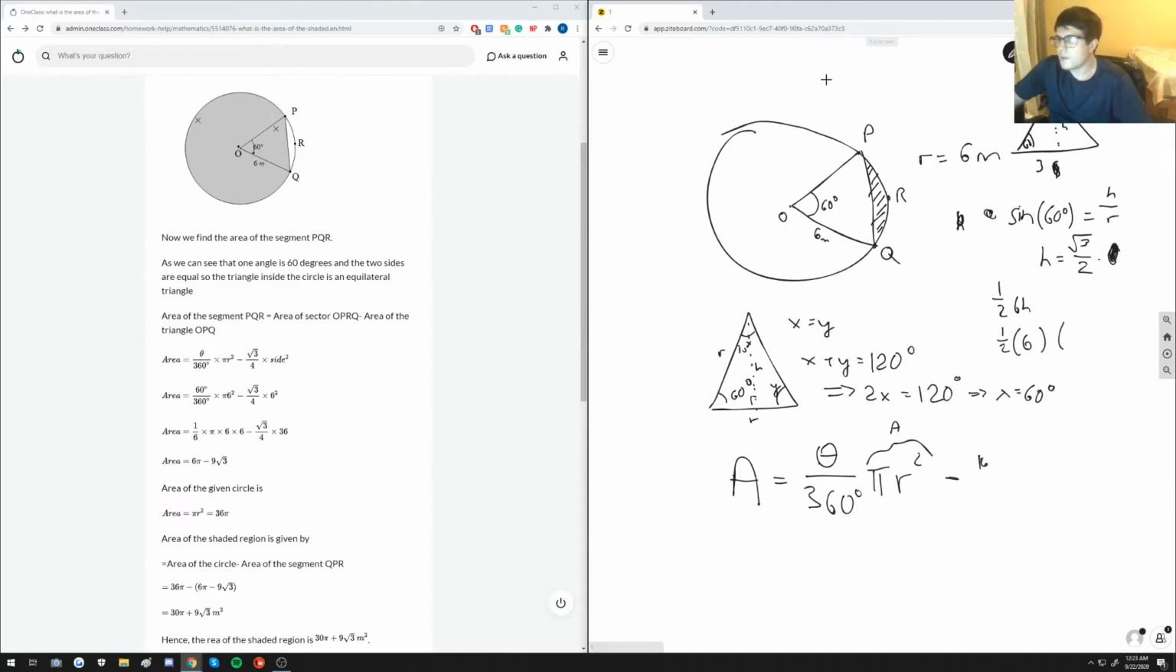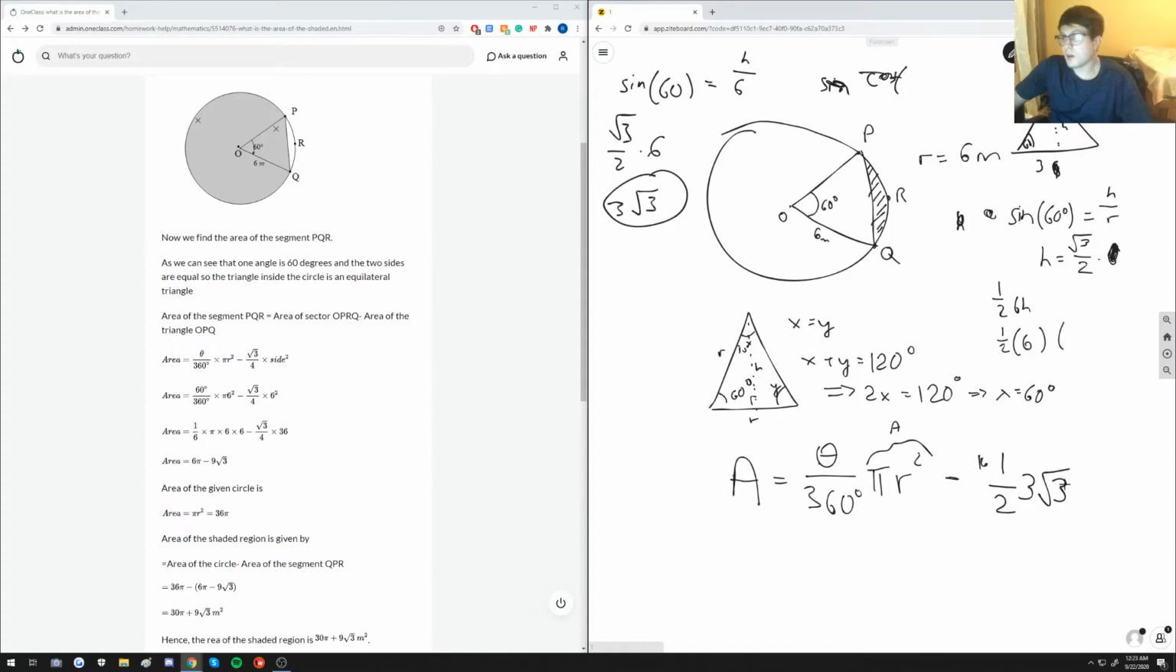So we would have sine of, okay, yeah, so cosine 60, that works out. Sine of 60 is equal to h over 6. And in this case, the sine of 60 is root 3 over 2 times 6, so 3 root 3. Okay? So that's the value of our h. So we would have 1/2 times 3 root 3.